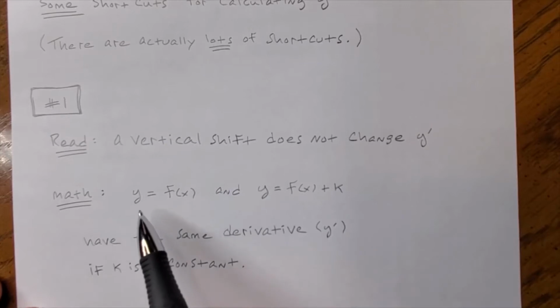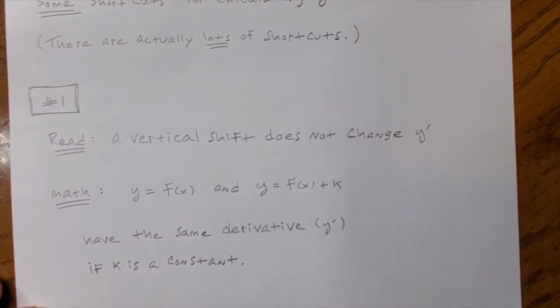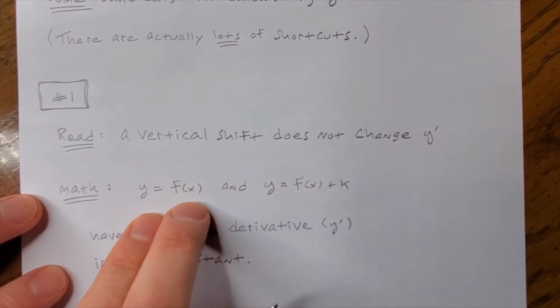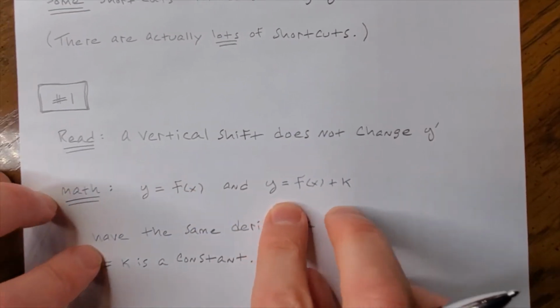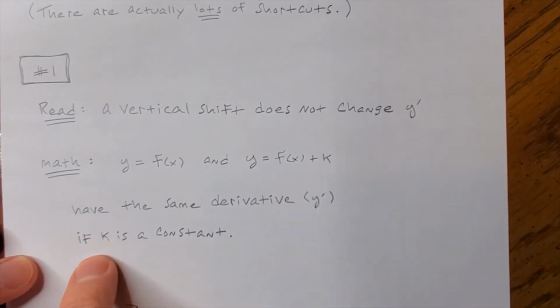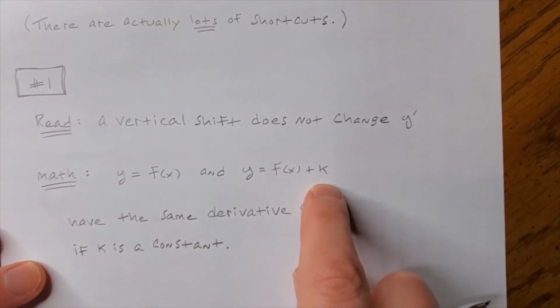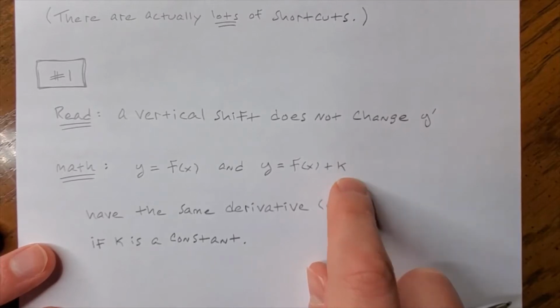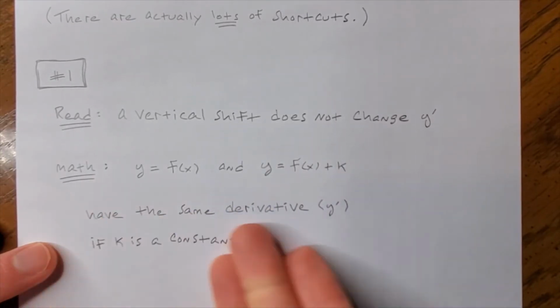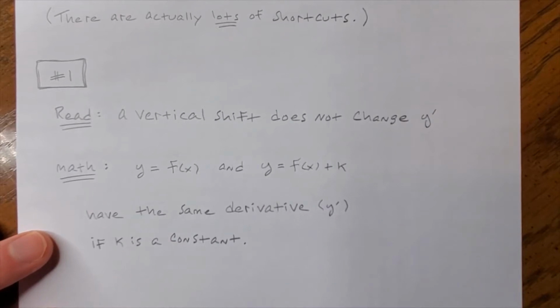It's a little bit sloppy for me to define them both in terms of y, but you see what I'm trying to say. This versus this, just in isolation, have the same y prime, as long as that k is a constant. That k is what's responsible for there being a vertical shift. Okay, now I thought rather than talk more about this, I'd show you a little picture. Maybe the picture will help solidify things.